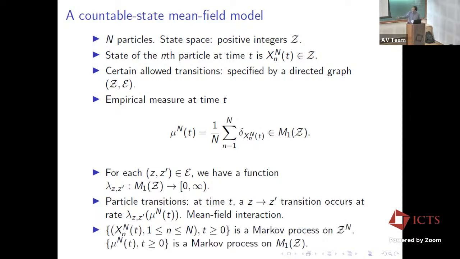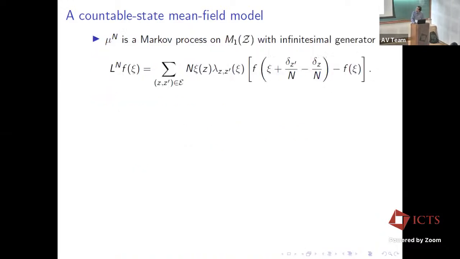Now, if you look at the entire process, the full description of the process, that is a Markov process, and it's a Markov process on the space of n-fold product of the integers. But you can also look at the empirical measure, and that's also a Markov process on M1 of Z, the space of measures which are empirical measures on the state space Z. Now, this is a Markov process, as I have indicated.